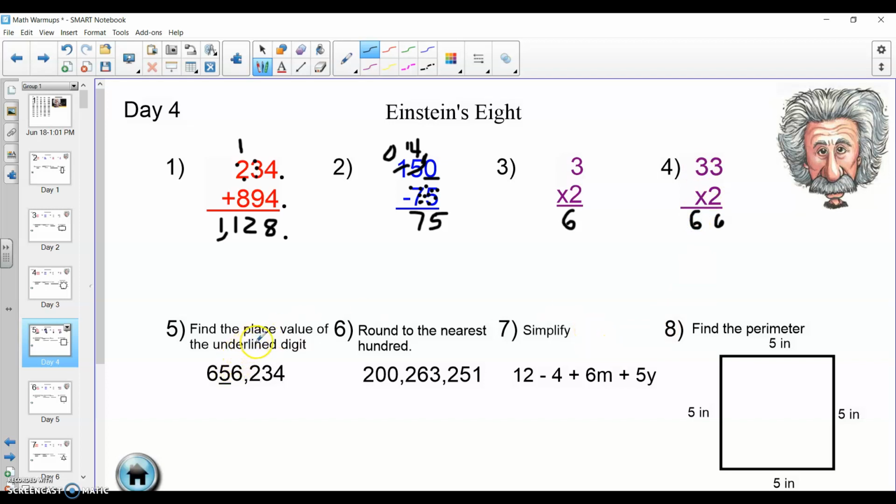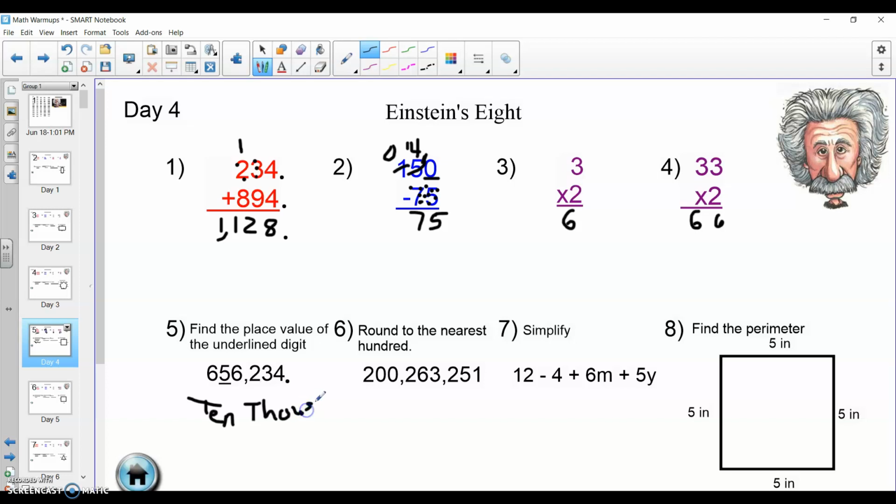In number 5, it's always good to know your place value. Every number has a decimal. So if I put it there, I know the 4's in the ones, 3 is in the tens, 2 is in the hundreds, 6 is in the thousands, 5 is in the 10,000s, and 6 is in the 100,000s. The direction said find the place value of the underlying digit. Well, here is the underlying digit. It's a 5. What place value is it in? 10,000s. And this, remember, place value needs to be in words.